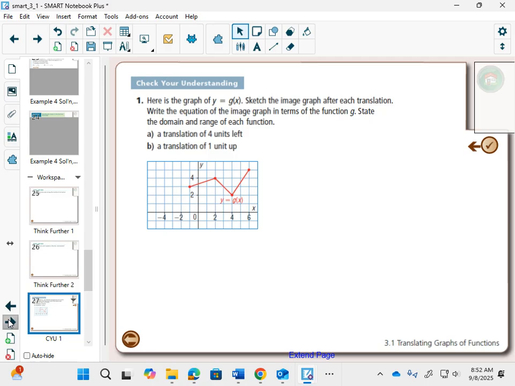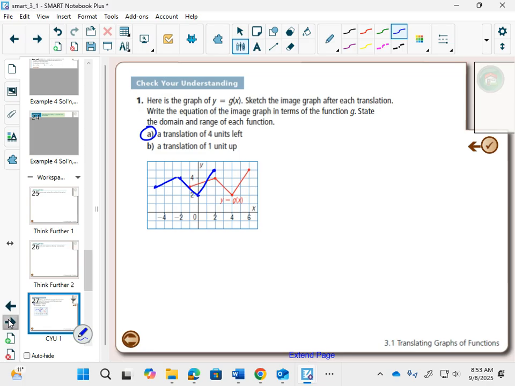So I'm going to do A in blue. A translation of 4 units to the left. Well, actually graphing it, 1, 2, 3, 4, and taking all the points and moving them 4 to the left is not very hard at all. And then you get to play a little bit of connect the dot. Oh, so much fun. There is our new graph. Moved 4 to the left.